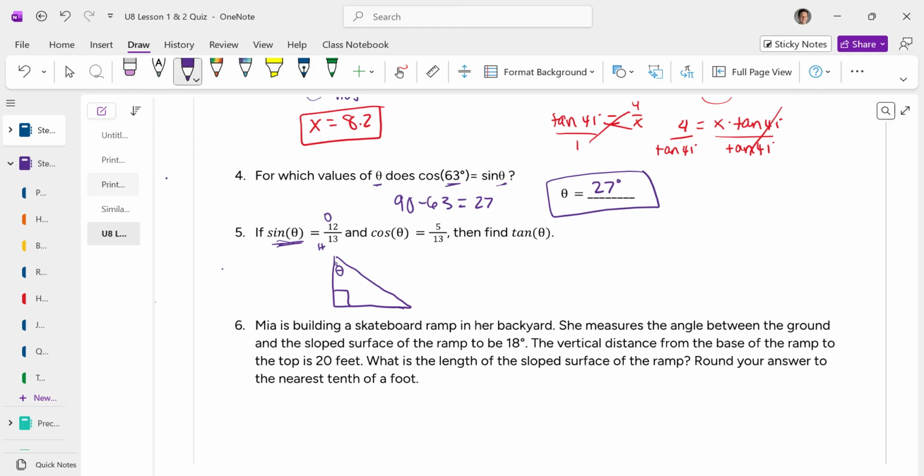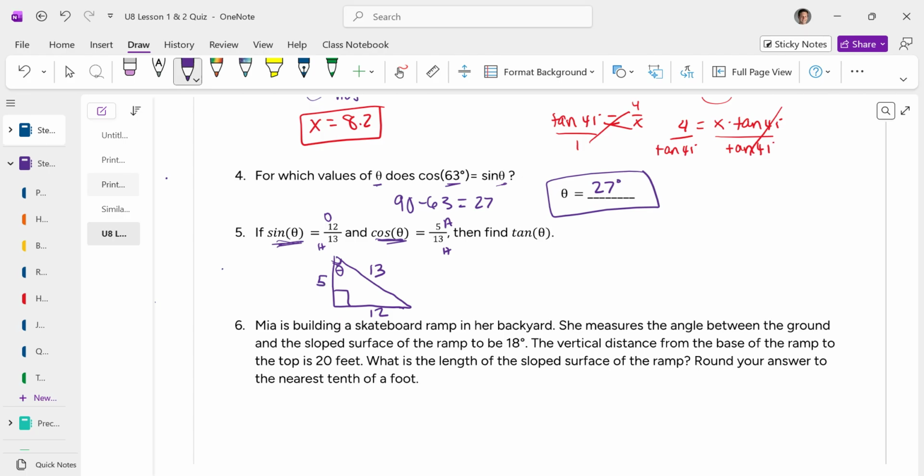What is important is that I use this information, remembering that sine is opposite over hypotenuse, to label my sides. So the opposite side has to be 12. The hypotenuse has to be 13. Similarly, for that same angle theta, cosine is adjacent over hypotenuse. It's good that the hypotenuse still remains 13. The adjacent side to this angle, which is my vertical side, has to be equal to that numerator of 5.